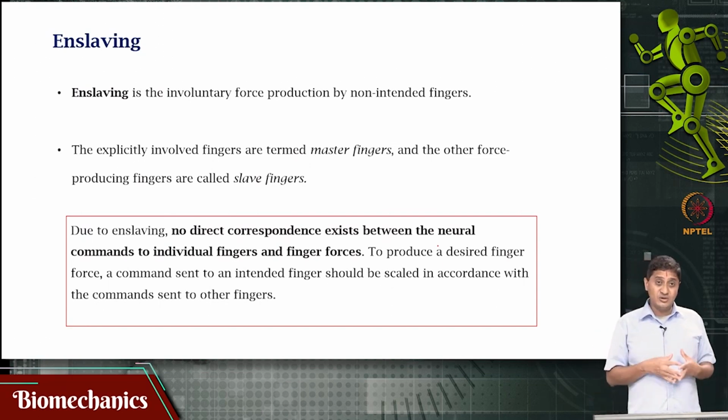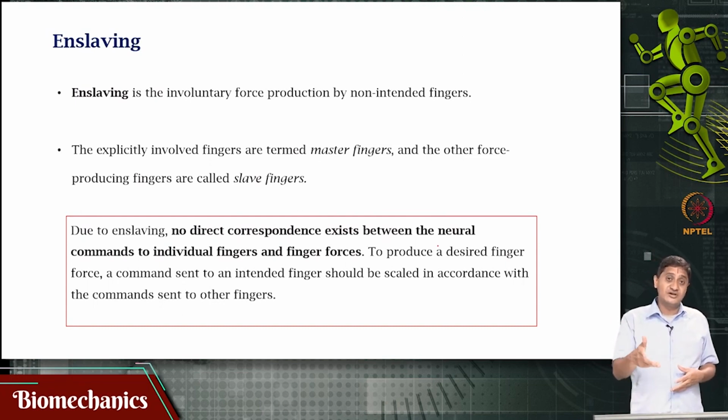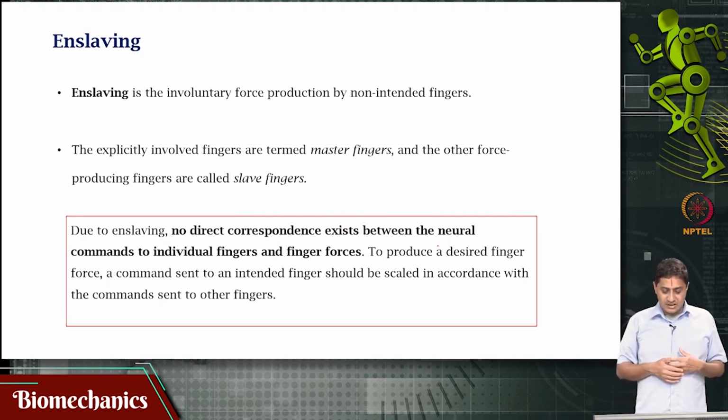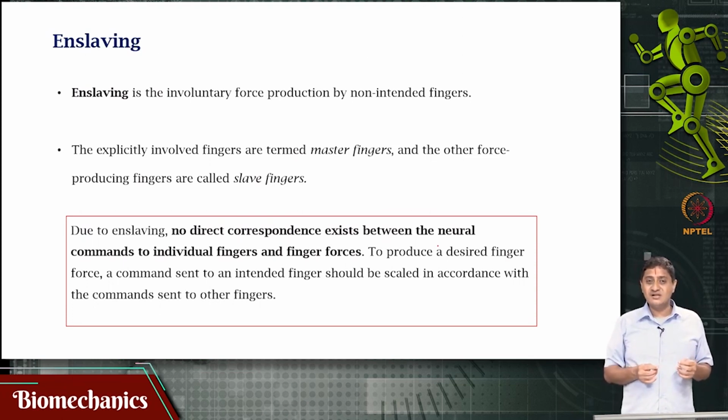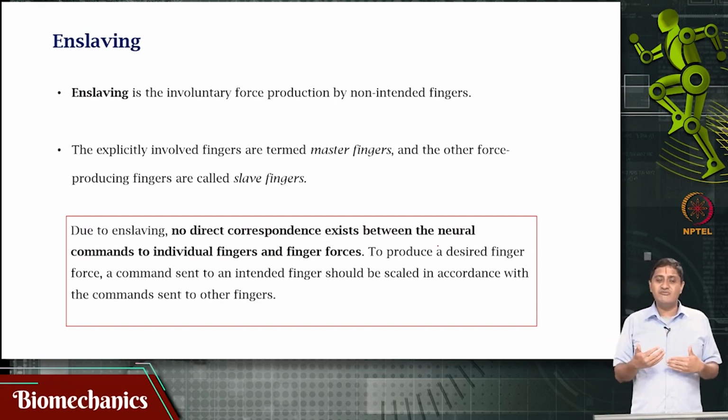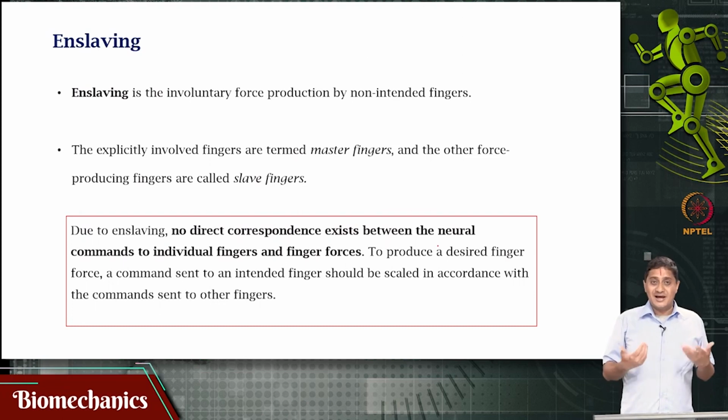So, to produce a particular force, some form of an inverse model of this enslavement must be present in the body. I need to know how my other fingers are moving when a particular finger is instructed to do a task, so that I can avoid these unintended forces. The command sent to an intended finger should be scaled in accordance with the commands sent to the other fingers. So I need to have an idea of the amount of enslavement present in my hand.